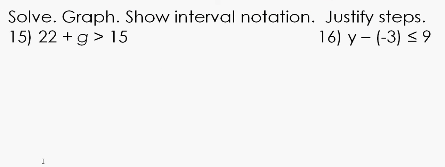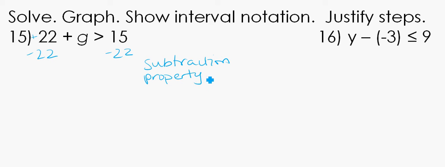We're going to do a few examples together. In this first example, number 15, we need to go ahead and solve for g. To solve for g, we got to get rid of that 22. Since it's a positive 22 on both sides, we're going to go ahead and subtract 22. When we subtract 22, we're using the subtraction property of inequality. We get g is greater than negative 7.